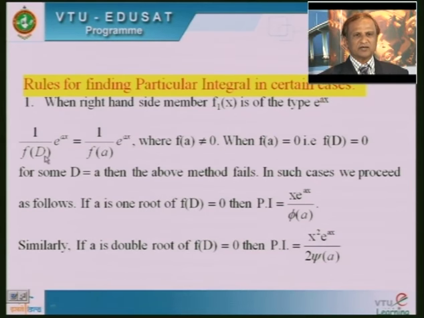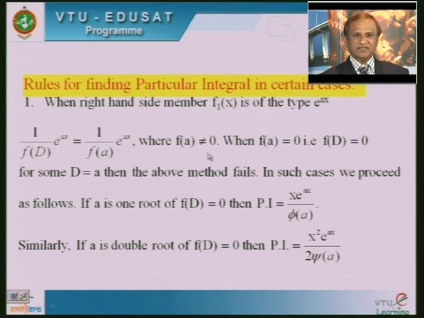Friends, it is very simple to calculate the particular integral in the case of e to the power ax. Wherever D is there, I simply replace D by a, and I get f of a. Then you may ask, what do we mean by f of a? f of a is a simple constant. Then I have to verify whether f of a is equal to 0 or not equal to 0. Suppose f of a is not equal to 0, that is one case. Then this quantity becomes the particular integral of the given function.